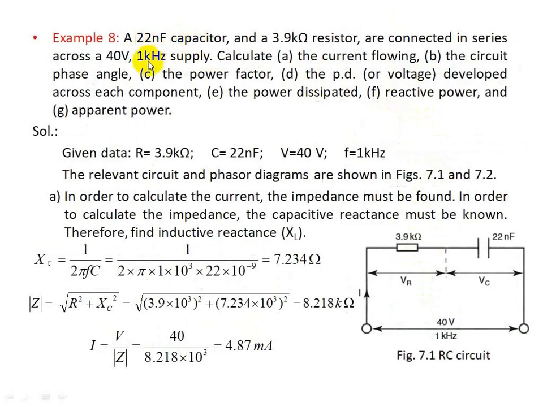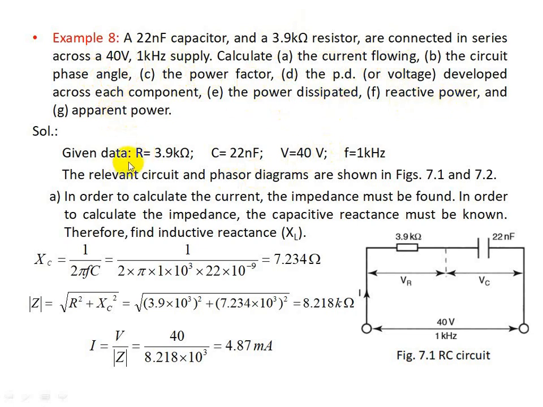Coming to the problem: a 22 nanofarad capacitor and a 3.9 kilo ohm resistor are connected in series across a 40 volt, 1 kilohertz supply. Calculate A, the current flowing through the circuit, B, the circuit phase angle, C, the power factor, D, the potential difference or voltage developed across each component, E, the power dissipated, F, the reactive power and apparent power.